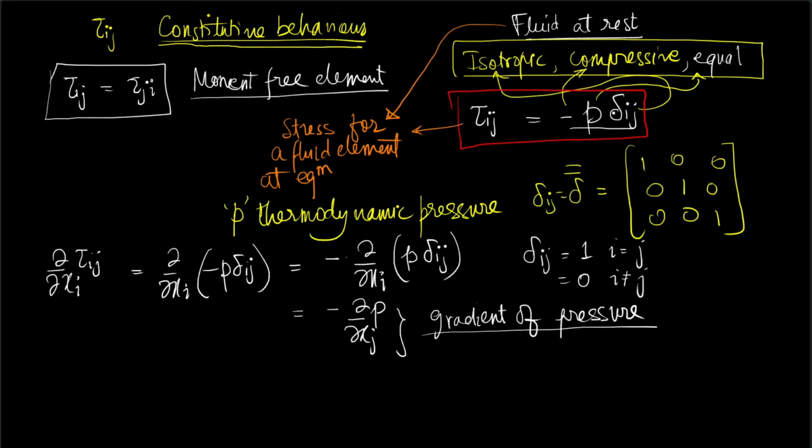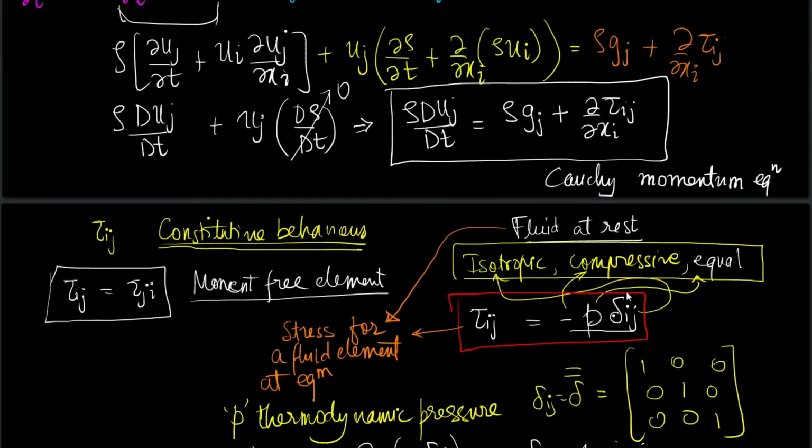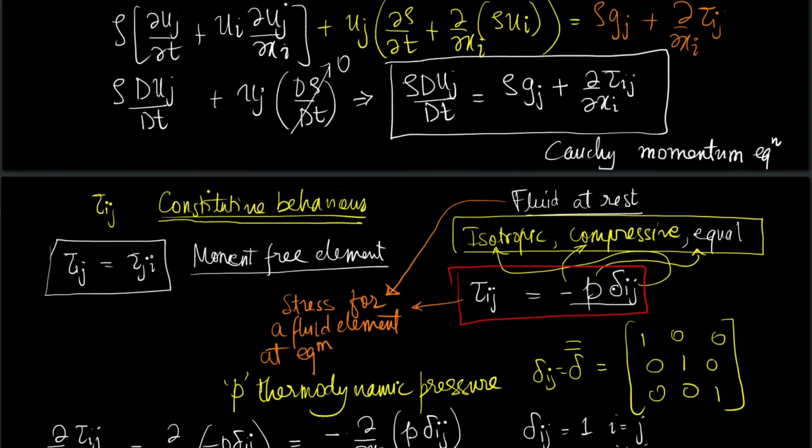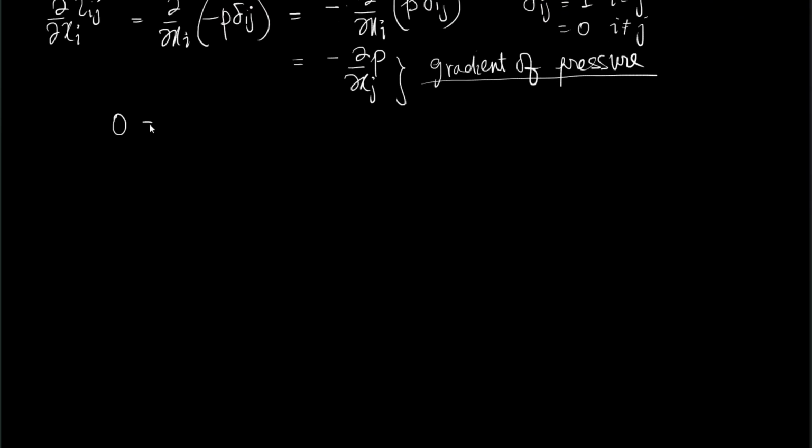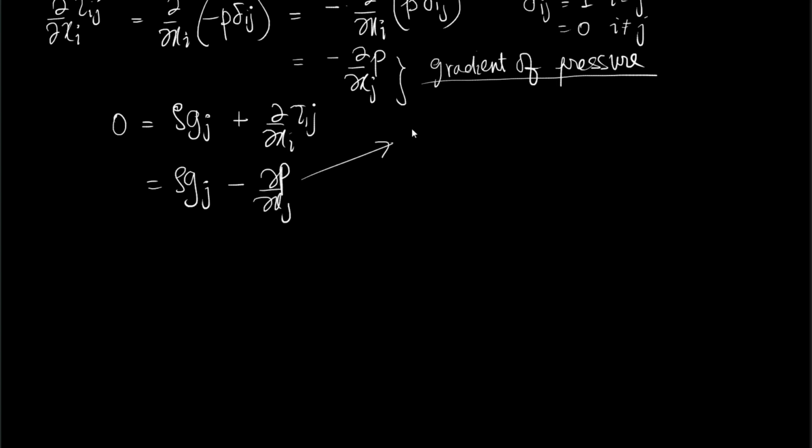And if a fluid is at rest, this entire left hand side becomes 0. And if that is true, we can write down the right hand side as, let us write down the index equation, 0 equal to rho times the acceleration plus del del xi of tau ij, and this comes out to be rho gj minus del p del xj. So let us write it for j equal to 1. It becomes, so g1, that is the gravity acting in the x direction, is 0. 0 equal to minus del p del x.